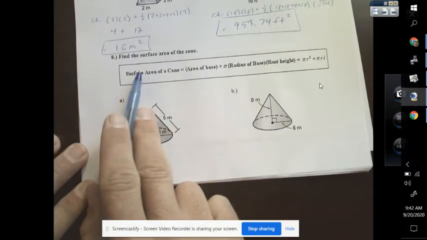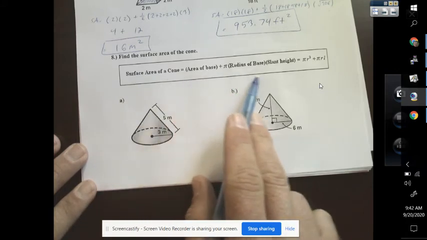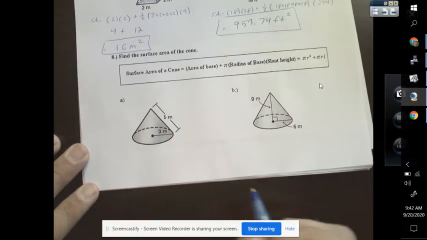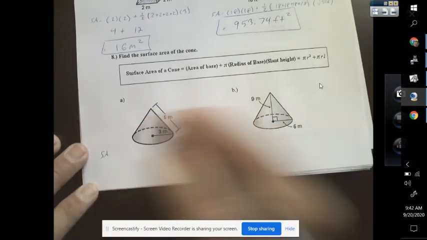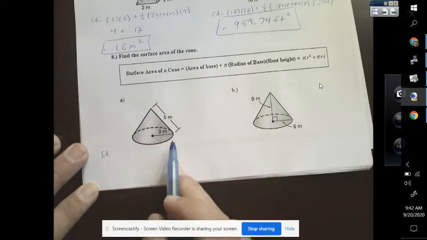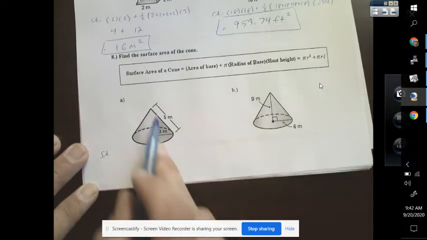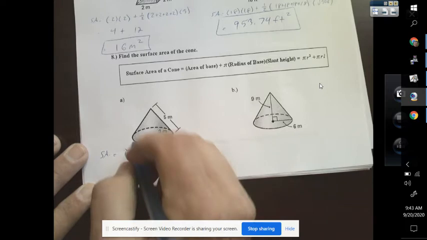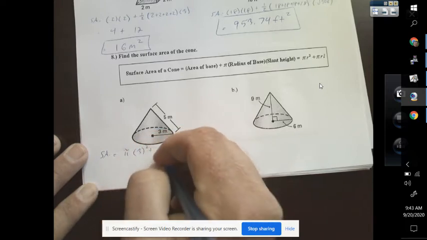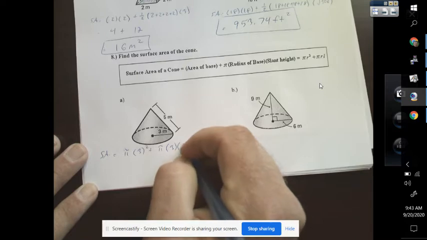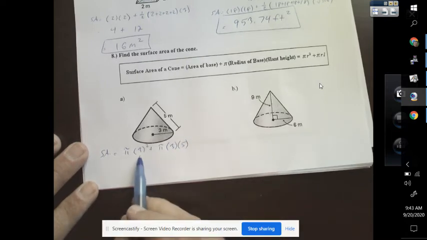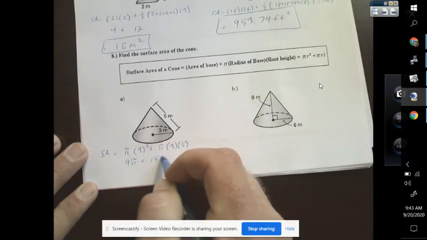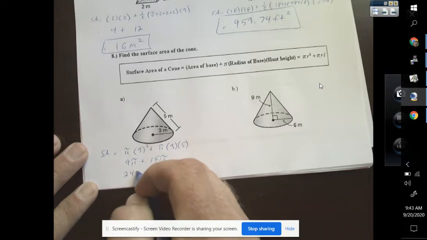Surface area of a cone is area of base plus pi times radius of base times slant height. So again, I need that slant height. If we look at our first problem, we're looking at pi r squared plus pi r l. Do I have my radius? I do. Do I have my slant height? Jackpot. Radius is 3, so pi r squared plus pi r l gives me 9 pi plus 15 pi, and if I add them together, 24 pi.